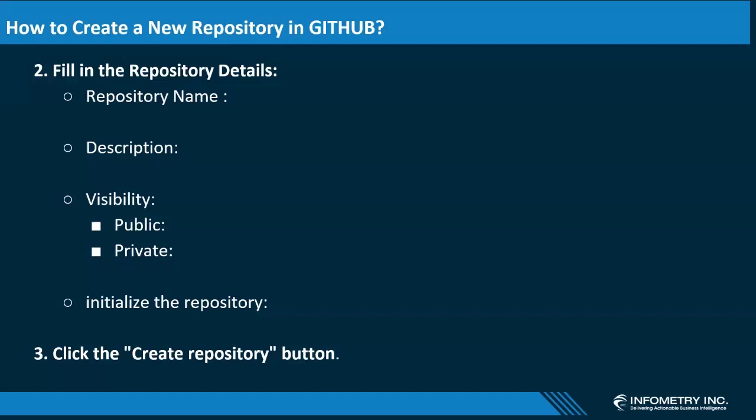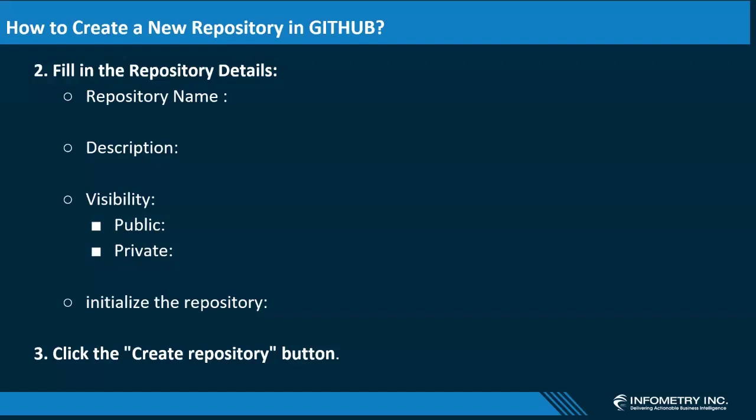Description, that is optional. Add a short description of what your repository is about. Visibility. Choose whether you want your repository to be public, which means anyone can see it, or private, only you and the invited collaborators can access it. Initialize this repository with, you can choose to add a README file, which is a recommended option, a .gitignore file if you are working with a specific language or environment, or a license if you want to define how others can use your project.